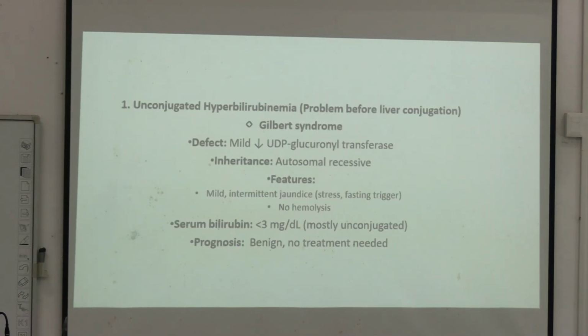So, unconjugated hyperbilirubinemia, problem before liver conjugation, that is prehepatic. Gilbert syndrome, defect: mild decrease of UDP glucuronosyltransferase enzyme, inheritance: autosomal recessive. Features: mild intermittent jaundice, no hemolysis, serum bilirubin will be less than 3 mg per dL. Prognosis benign, no treatment needed.